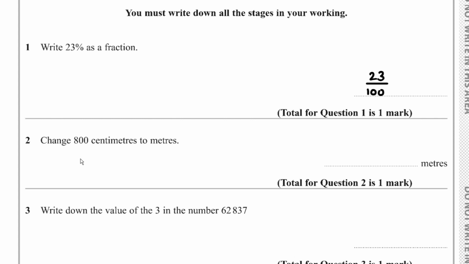Question number 2. Change 800 centimeters to meters. To go from centimeters to meters, we have to divide by 100. Therefore, 800 divided by 100 is 8. So 800 centimeters is the same as 8 meters.